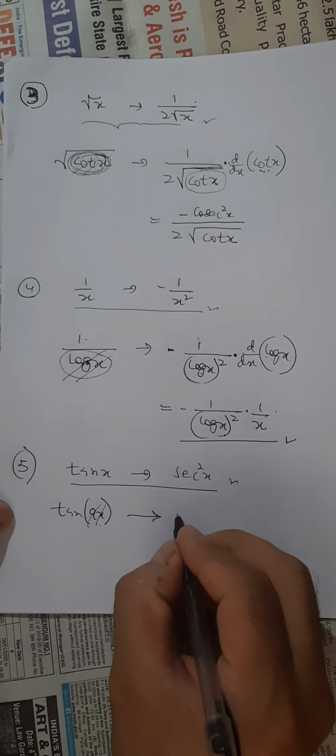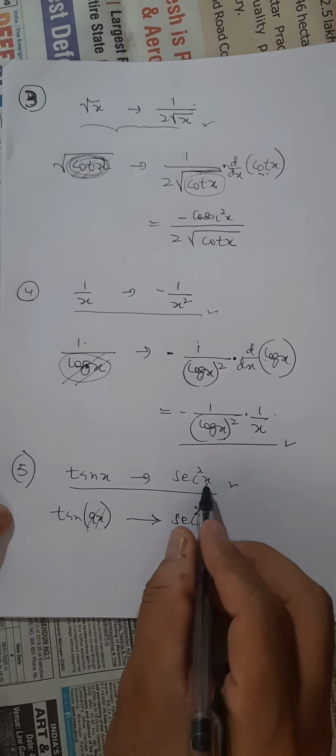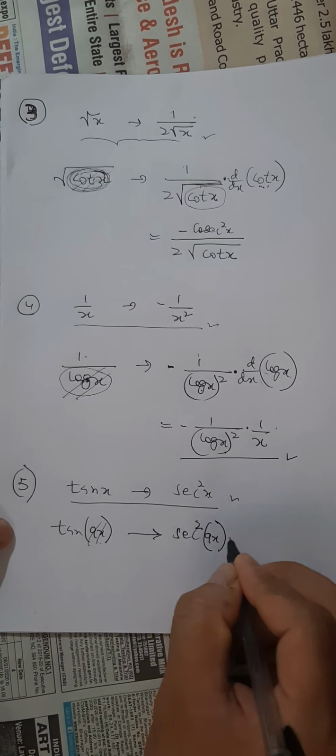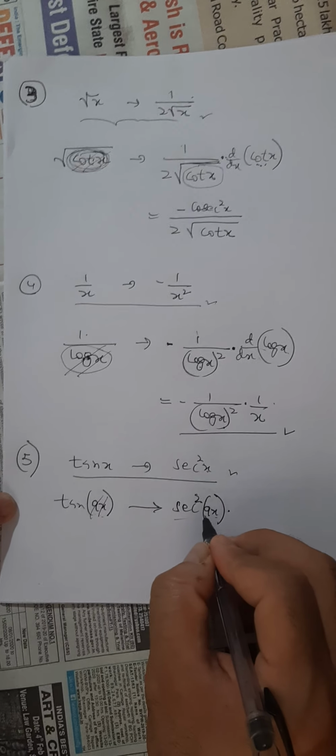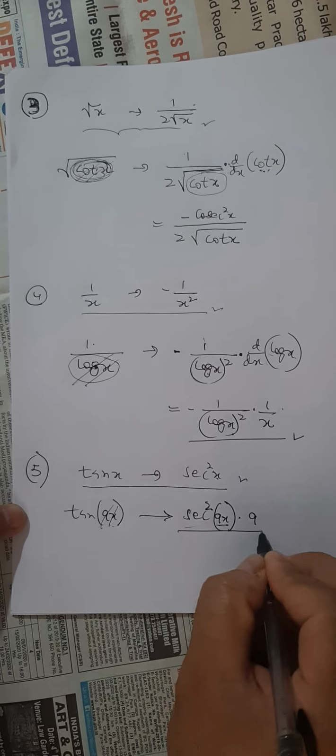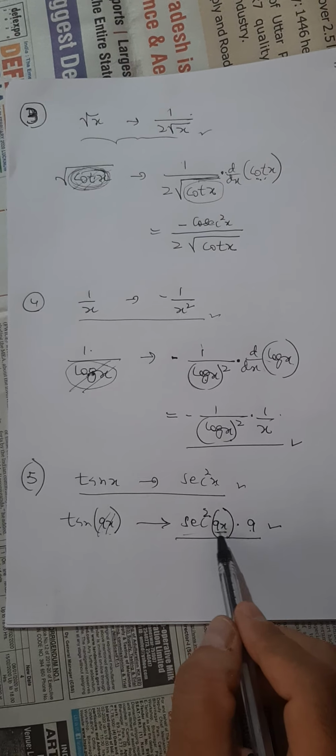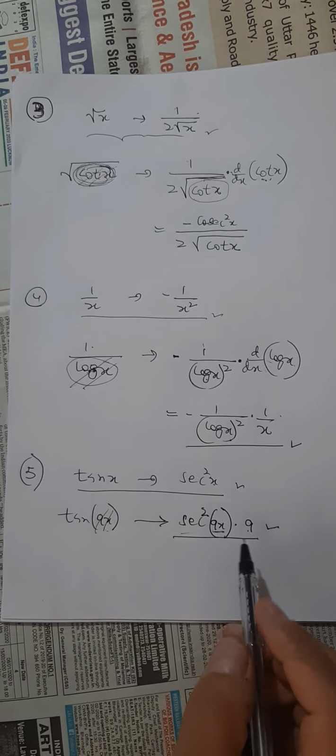What is the derivative of tan x, which is sec square? You are not going to write x, you are going to write 9x only, into, by chain rule, the derivative of 9x. What is that? That is just 9 here. This into 9 is because of the derivative of 9x. This is what the chain rule is.